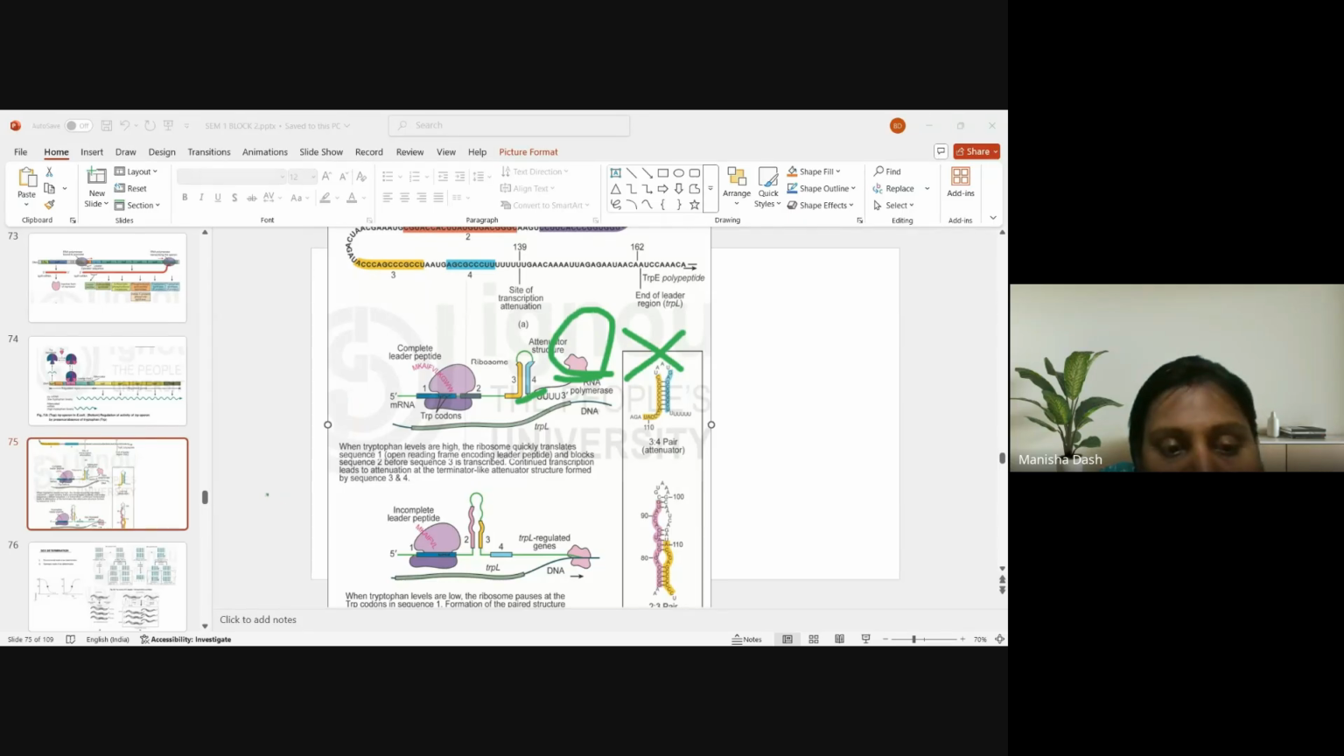But here, as you can see, the structure has been formed between 2 and 3, and there has been no complementary pairing, no blocking. Simply a loop has been formed, and because of that the RNA polymerase does not have any problem to move along the mRNA. So it will continue to move and continue to transcribe the sequence as well. Okay, ma'am.